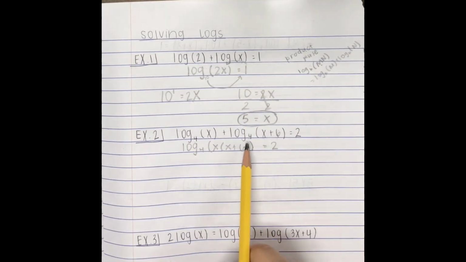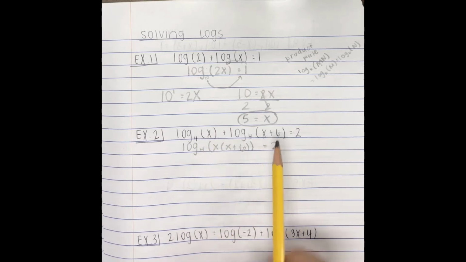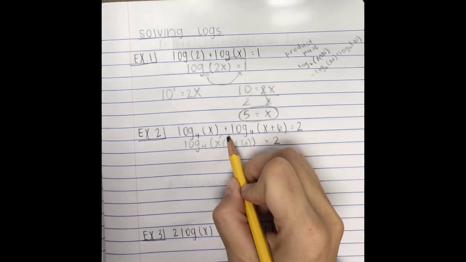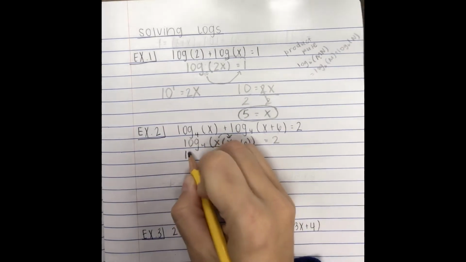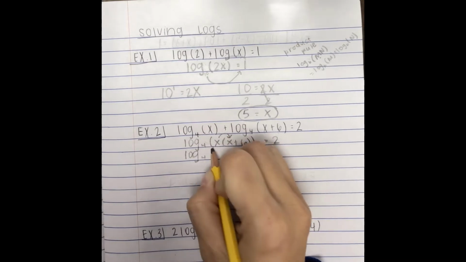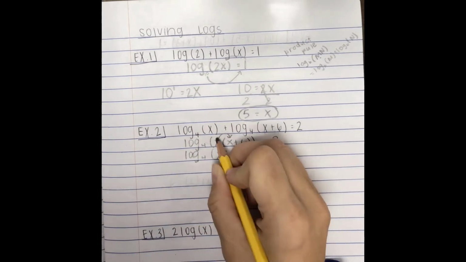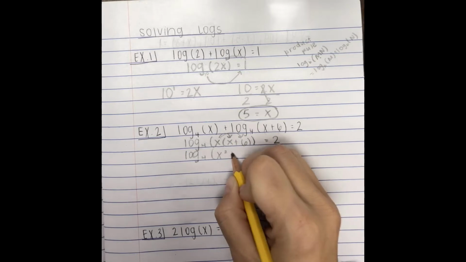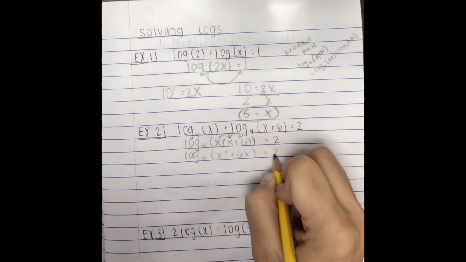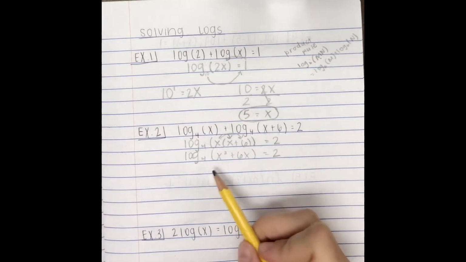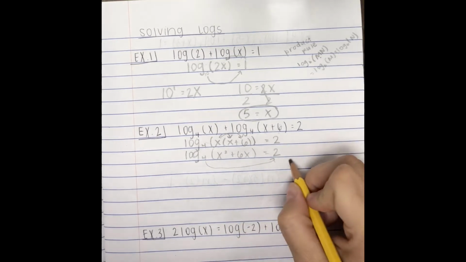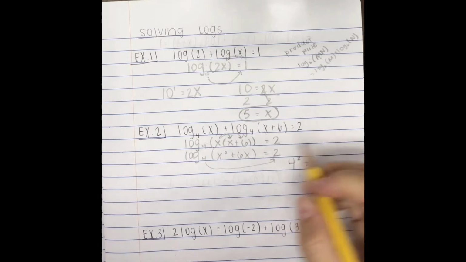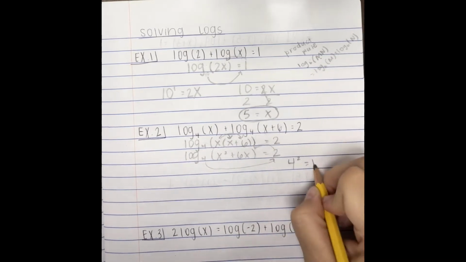So first I want to simplify the inside right here. Okay, x times x plus 6. So we're going to distribute the x to everything in the second set, the x plus 6. So we're going to have log base 4 of x times x is x squared, and x times 6 is 6x equals 2. And now I'll solve. So I'm going to have 4 raised to the second power equals x squared plus 6x.